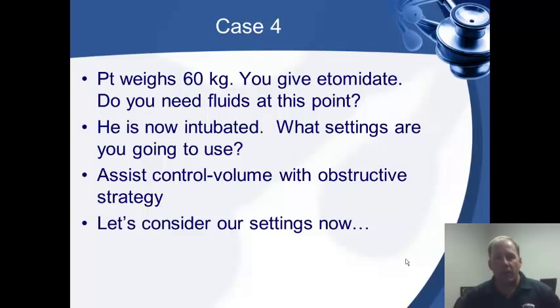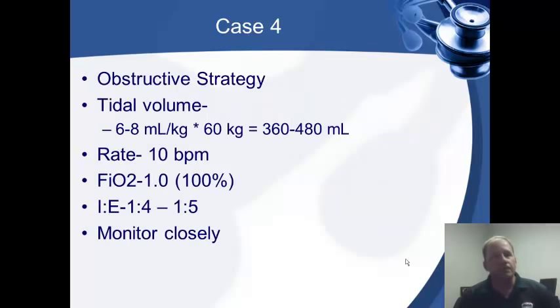So you get him intubated. What settings are you going to use? You've got to consider you're doing an obstructive strategy, assist control, volume, and let's look at our settings. All right, we're going to start out with a tidal volume. I would probably start out with 6 mils per kg on this guy, and that'll give us about 360. If you wanted to go up to 8, that's good too. You just want to watch those peak pressures, make sure they don't get too high.